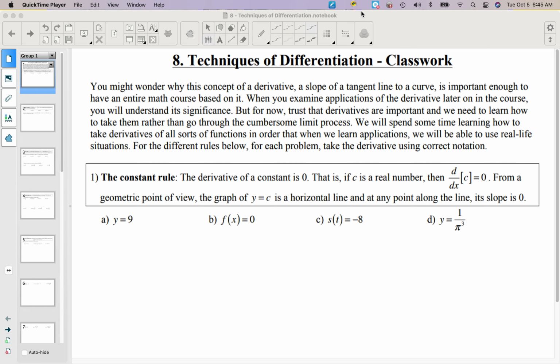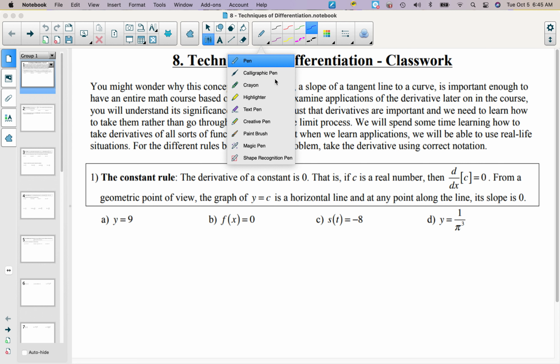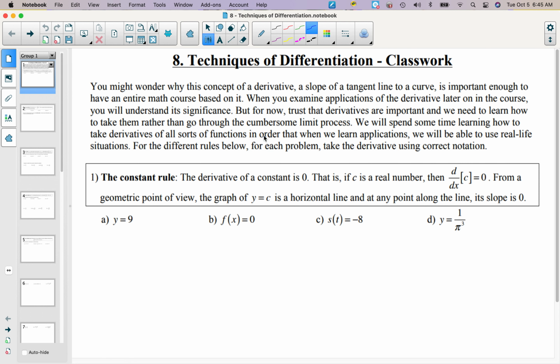Today we're going to learn some techniques of differentiation so that we don't always have to go through that limit process using the definition of derivative. So the first one we're going to look at is the constant rule. And what this says is the derivative of a constant is zero. And we'll have the notation. This notation here means the derivative with respect to x, d/dx of some constant, is zero.